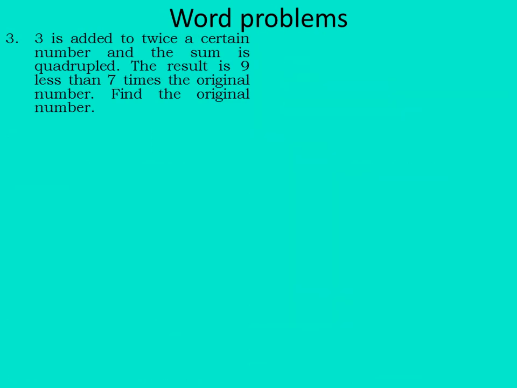So here is the next question, question number 3. 3 is added to twice a certain number and the sum is quadrupled. The result is 9 less than 7 times the original number. Find the original number. So here's the solution.